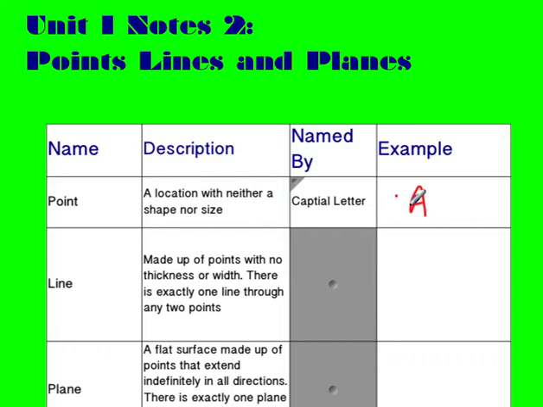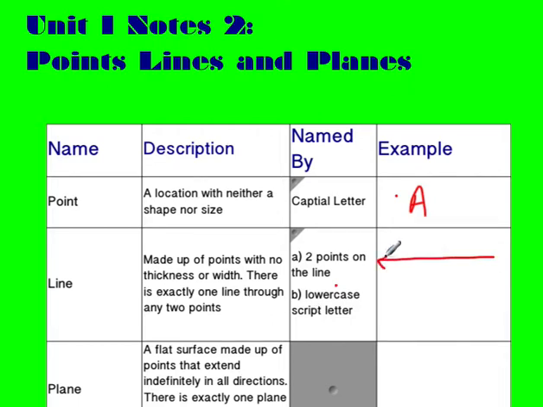A. Next is a line, and a line is made up of points with no thickness or width. There's exactly one line through any 2 points because it's a straight line. Okay, and so a line can be named by either 2 points on the line or a lowercase script letter. So let's go ahead and take a look at what that would look like.